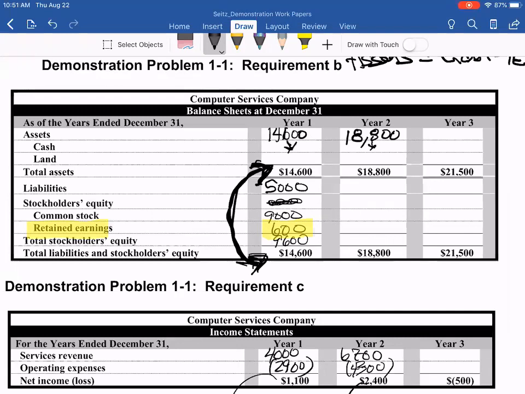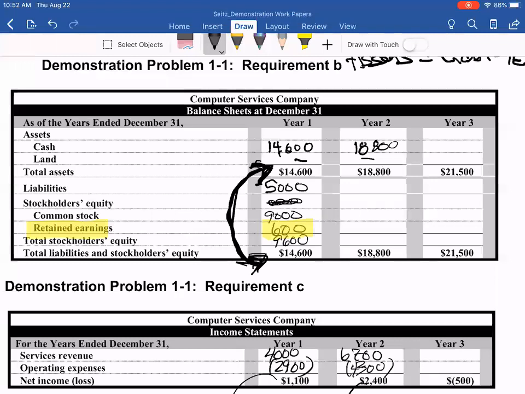Okay, those are arrows. And then, actually, you know what? I can erase that. Cash is 14,600, 18,800. There's no land for those years, so that's how our balances got to be 18,800.